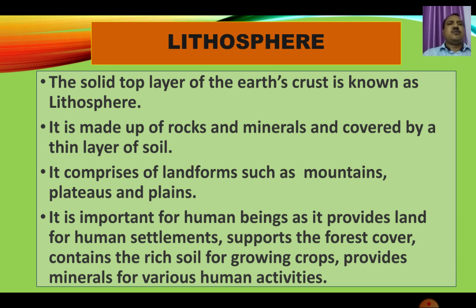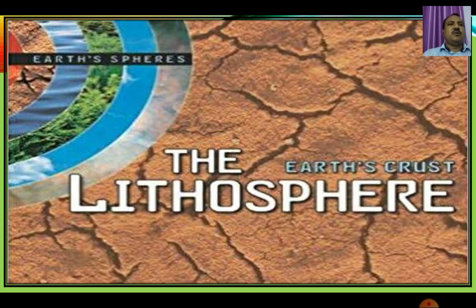Lithosphere comprises land such as mountains, plateaus and plains. It is important for human beings as it provides land for human settlement, supports the forest cover, contains rich soil for growing crops, and provides minerals for various human activities. This is the image of lithosphere. On the top of the earth's crust, we have the lithosphere.